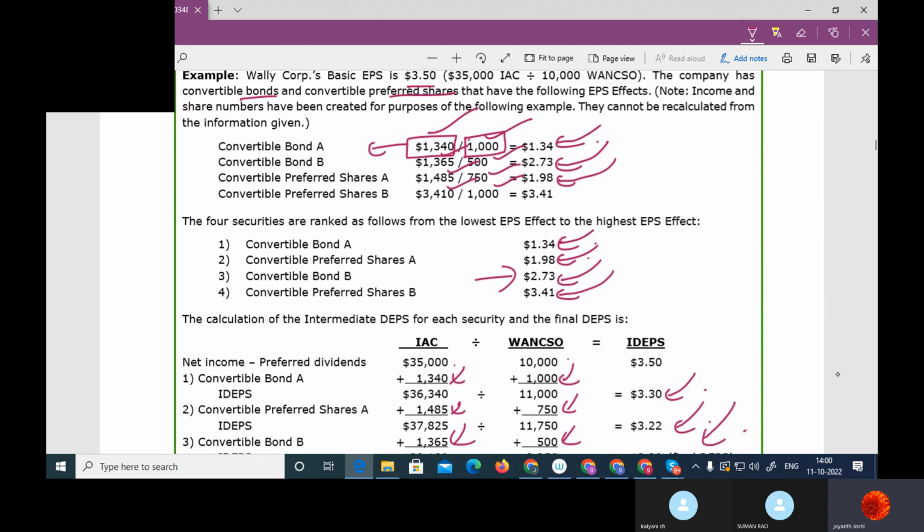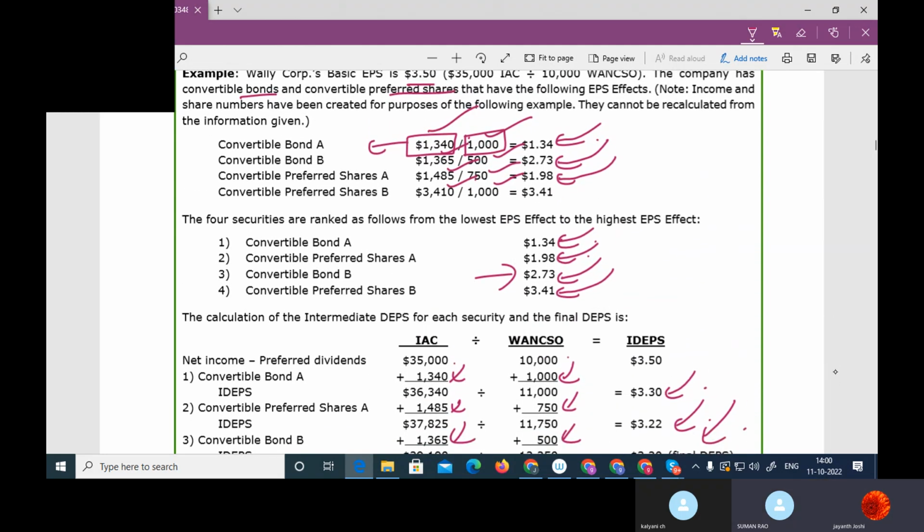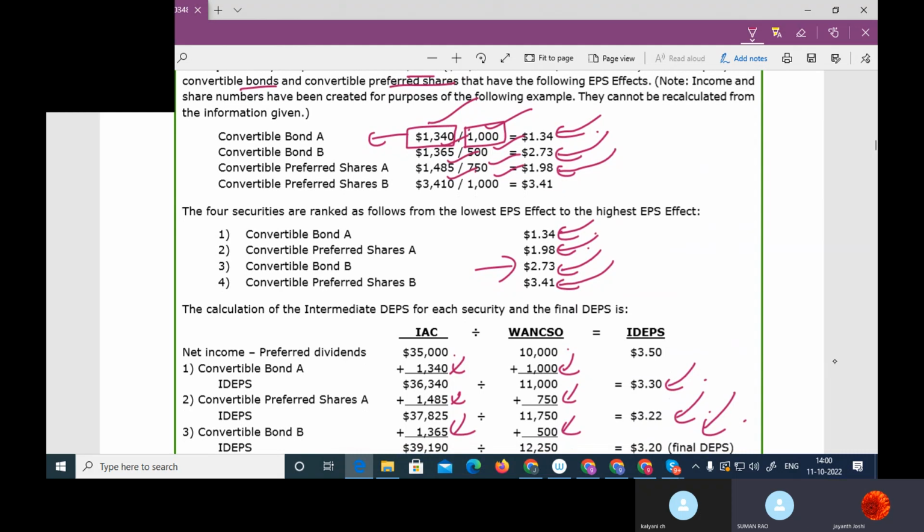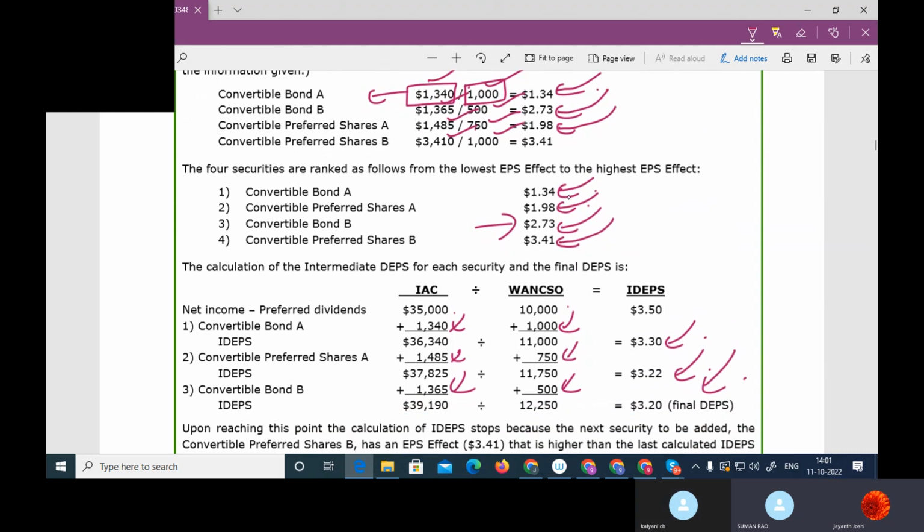So this is the way you have to do it. Just have a look at this question. We'll move forward. What about this convertible preferred shares B? If we take that again, it will be anti-dilutive, so leave that. If you want, you can check it out. You will be adding a very high value to the numerator and a smaller amount to the denominator. It will be anti-dilutive. Exactly.